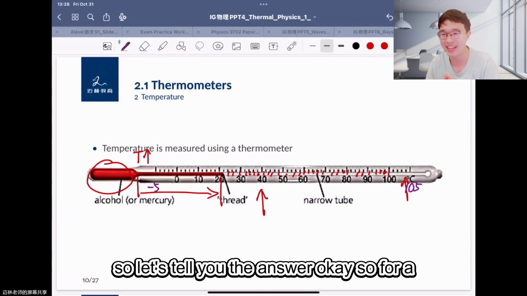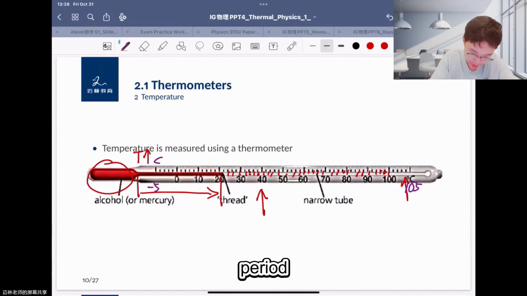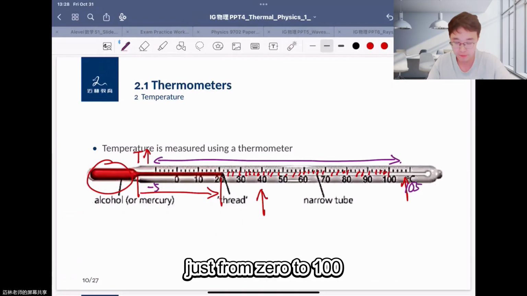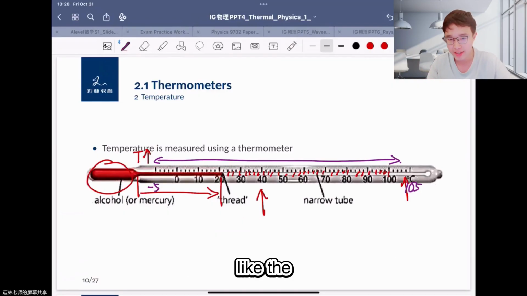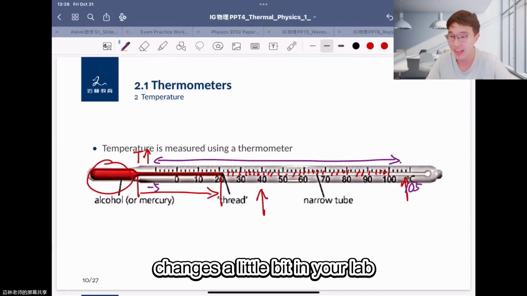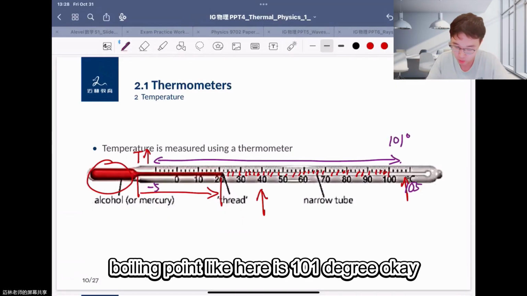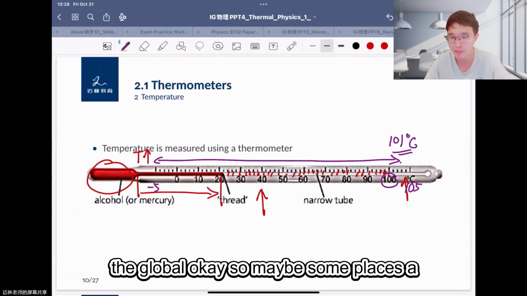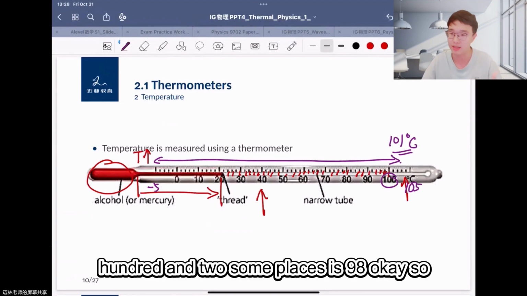Okay, so let me tell you the answer, okay? So for a thermometer, if we have a very short total measuring range, from 0 to 100, and the temperature changes a little bit in your lab, okay? So maybe you're using a higher temperature to measure the boiling point, like here is 101 degrees, okay? So 100 is just an average measurement globally, okay? So maybe some places it's 101, some places 99, some places 102, some places 98, okay?